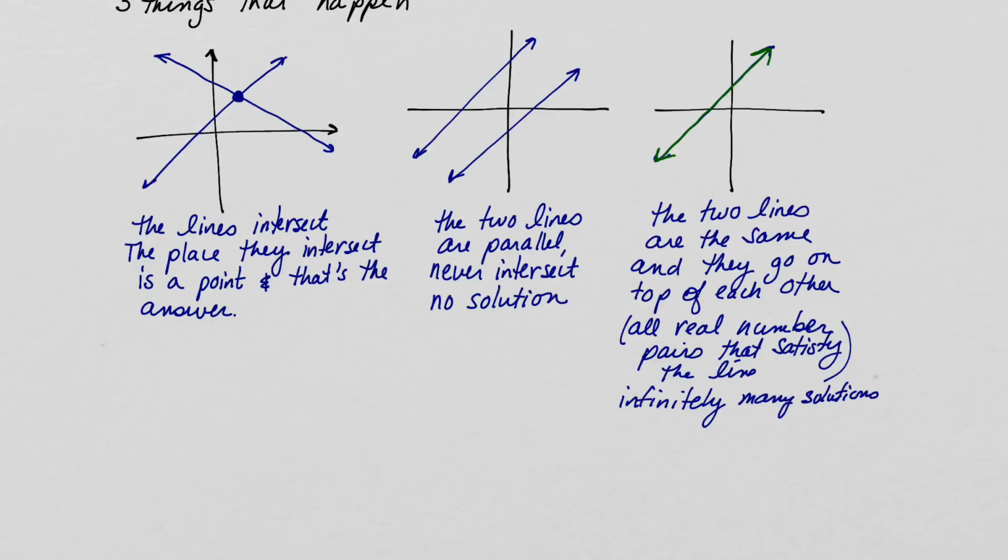So again, those are the 3 things that can happen. They can cross at a point, and that point is the answer. They can be 2 parallel lines that never cross, and the answer is no solution. Or they can be 2 lines that end up right on top of each other, and then that's when there's infinitely many solutions.